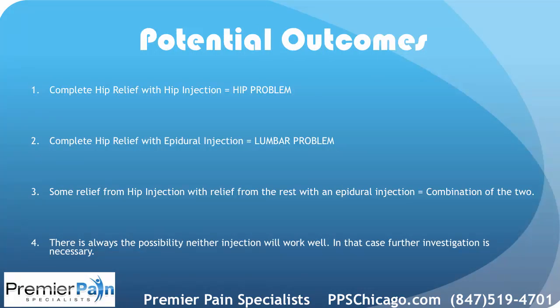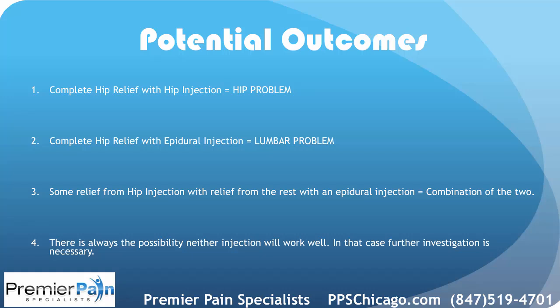Here are the potential outcomes, all right? Complete hip relief with a hip injection, that means you have a hip problem, all right? You have the injection, the pain goes 100% away, even if it's temporary, that's the issue. If you have complete hip relief with an epidural injection, that means you have a lumbar spinal stenosis problem.